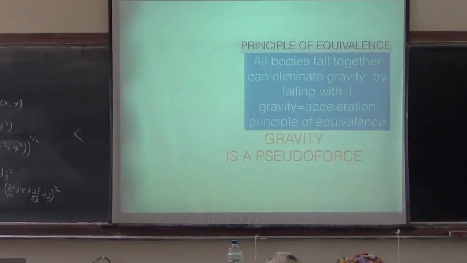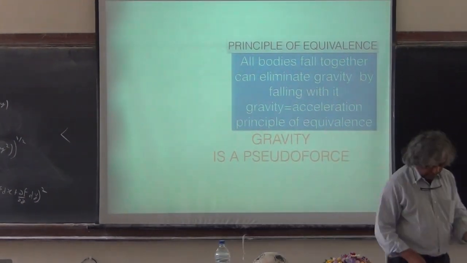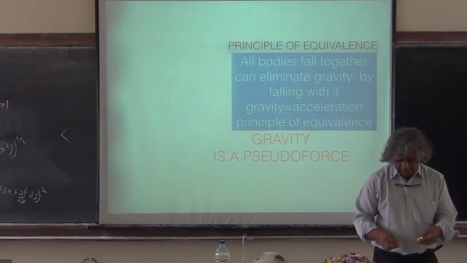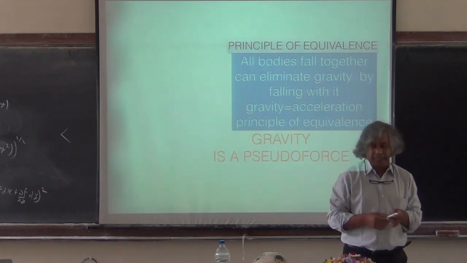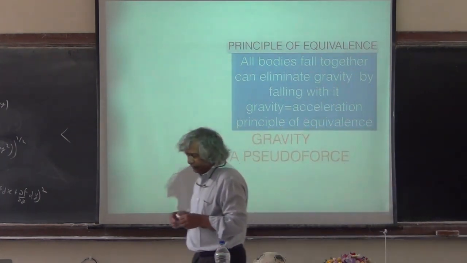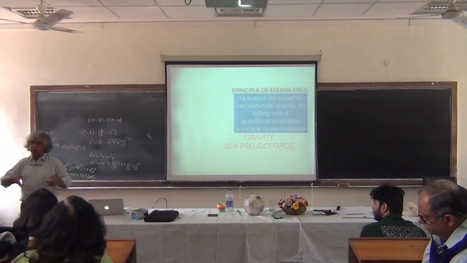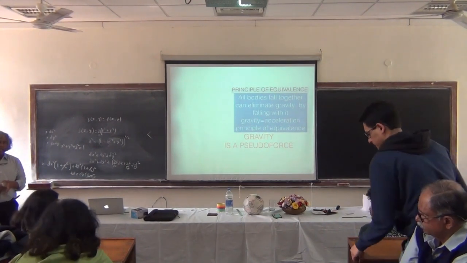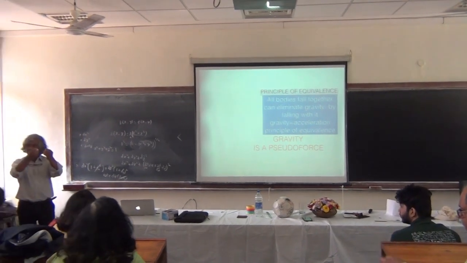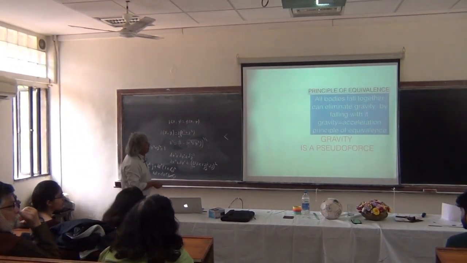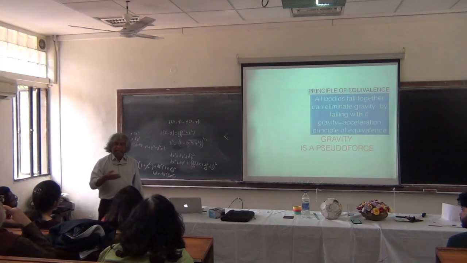The principle of equivalence was exploited by Einstein. It goes like this. You start with the observation that all bodies fall at the same rate in a gravitational field. This is an experimental fact, and it's been known for a long time that if you drop a cannonball and a feather in a vacuum, the two will fall together. It's independent of the mass and independent of the composition. It doesn't matter whether you drop aluminium or gold. It all falls together. Now, if all bodies fall together, you can fall with those bodies and eliminate gravity entirely.